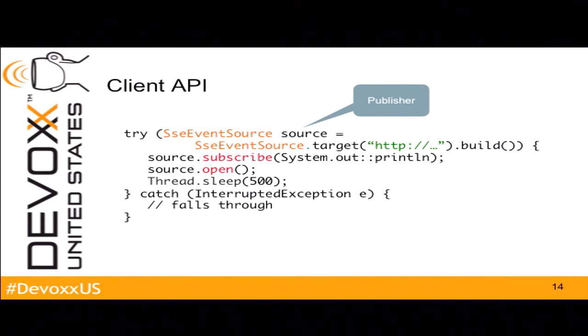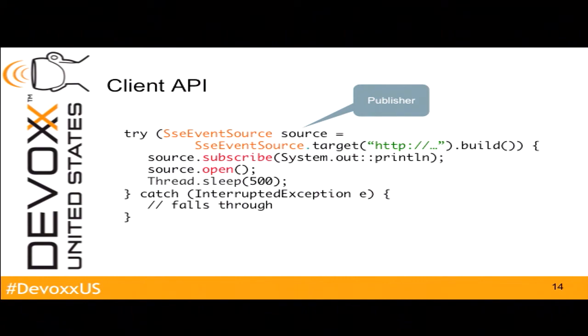And this, you can think of this as something that you use to create an SSE connection. So you specify a target to it and you build it, so there's a builder pattern there. And once you get there, then you can subscribe to that source. So you should think of this source as being a publisher, and this is where the connection comes later on. And so anytime you get an event, then your handler for that subscriber is going to be called. In this case, it's the println method.